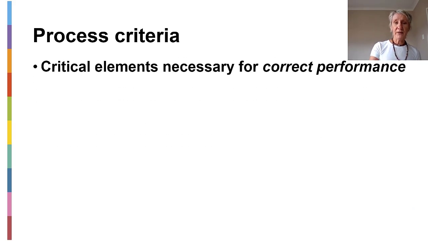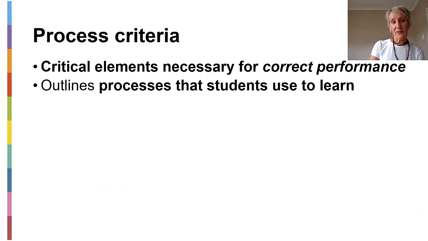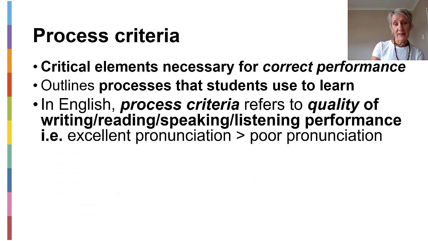Process criteria are the critical elements for the correct performance. What makes this a good quality piece of work? They can use these outlines to learn how to achieve them, right? So what is it? Just say spelling, remember? 10 errors would be poor, 0 errors will be excellent. And they can learn from that.